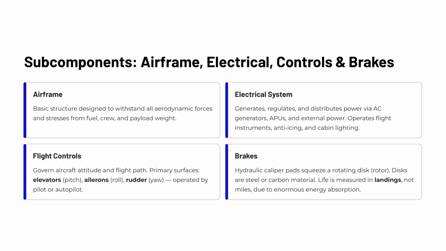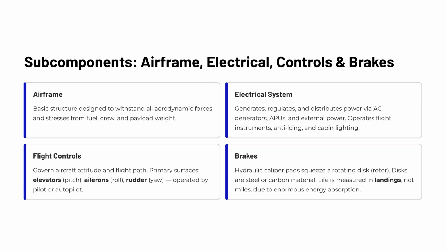The aircraft is made up of several critical subcomponents, each performing a distinct and essential function. Let's walk through each one. The airframe is the foundational structure of the aircraft. It is engineered to withstand all aerodynamic forces encountered in flight, as well as the static loads imposed by fuel, crew, and payload weight. Every other system depends on the integrity of the airframe. The electrical system generates, regulates, and distributes power throughout the aircraft. It relies on AC generators, auxiliary power units, and external ground power sources to operate flight instruments, anti-icing systems, and cabin lighting, among other critical functions.